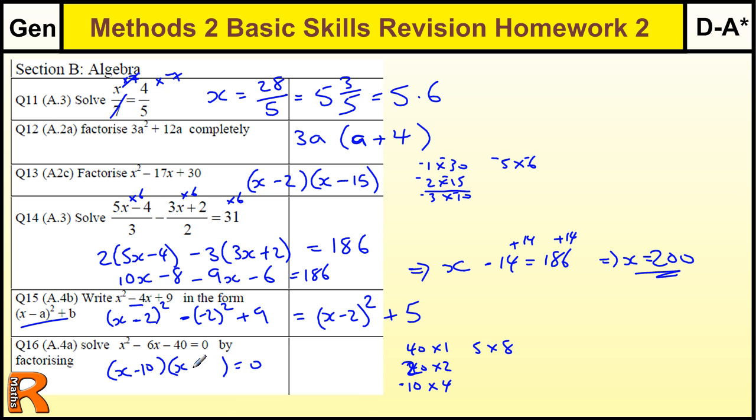So you can have minus 10 and plus 4. It doesn't matter which way around they are, but what we need to do now is to make each bracket 0. When we make those brackets 0, that tells us what x is. So the first bracket, x minus 10, if that's equal to 0, that tells us that x equals 10. Or the second bracket is 0, x plus 4 equals 0, so that tells us x is minus 4. So we've got 10 or minus 4.